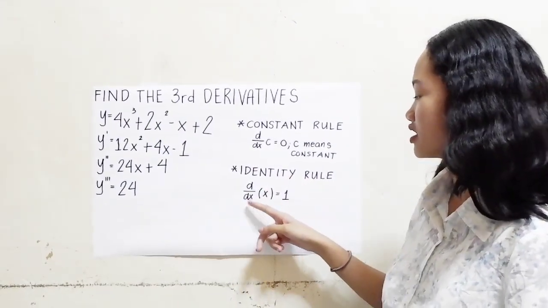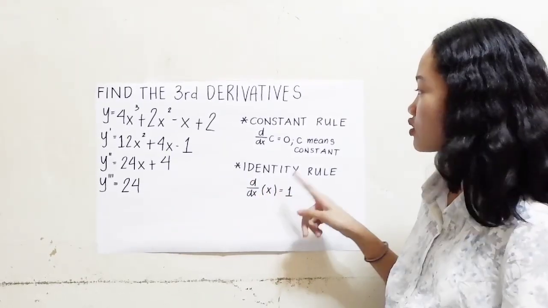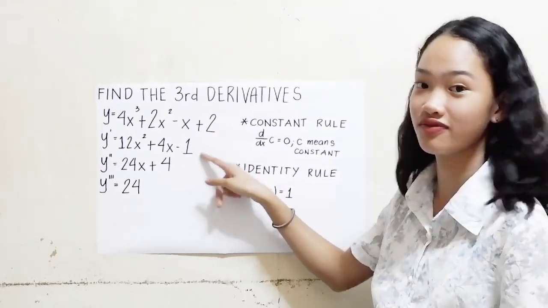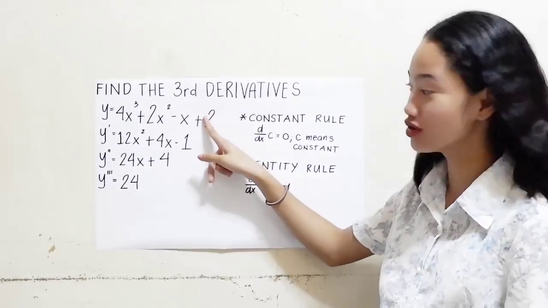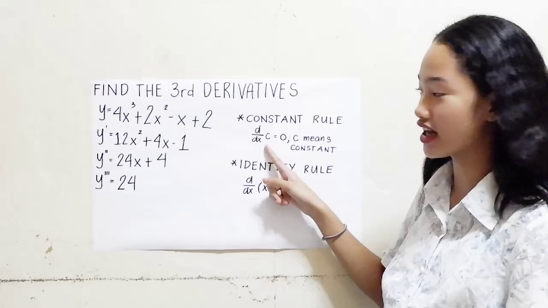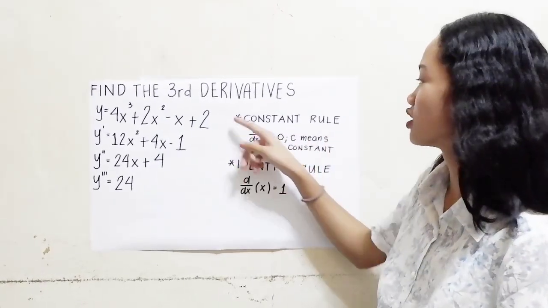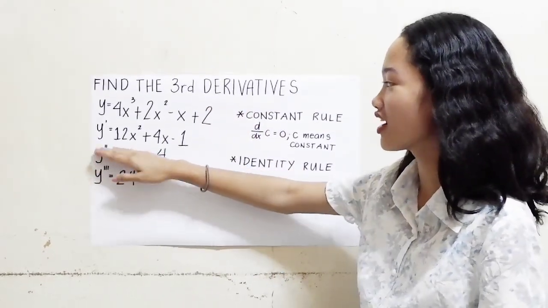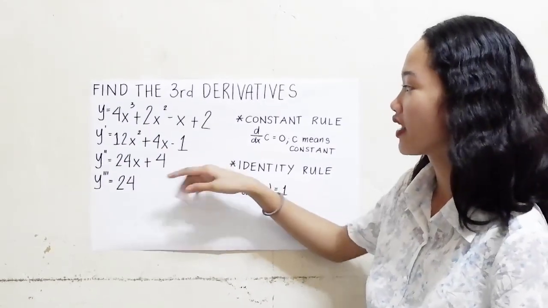The identity rule says that d over dx, x is equal to 1. So, we substitute negative x with negative 1. And for plus 2, we observe the constant rule, where d over dx, c is equal to 0, and c means constant. So, we disregard 2 since its derivative is 0. So, our first derivative is 12x squared plus 4x minus 1.